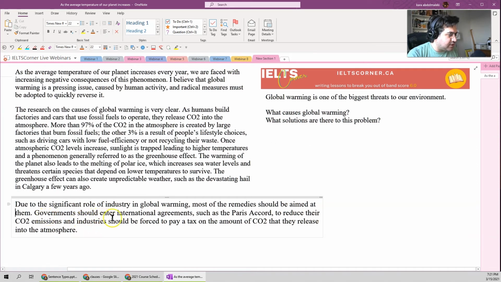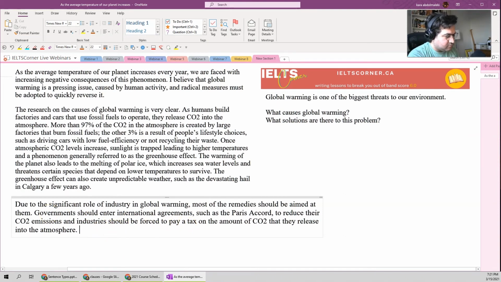Governments should enter international agreements such as the Paris Accord to reduce their CO2 emissions, and industries should be forced to pay a tax on the amount of CO2 that they release into the atmosphere, right? So you can add more to this, but because my word count is going up, I'm just going to keep this paragraph short, okay? For solutions, I'm just going to talk about one solution, and that is the carbon tax.